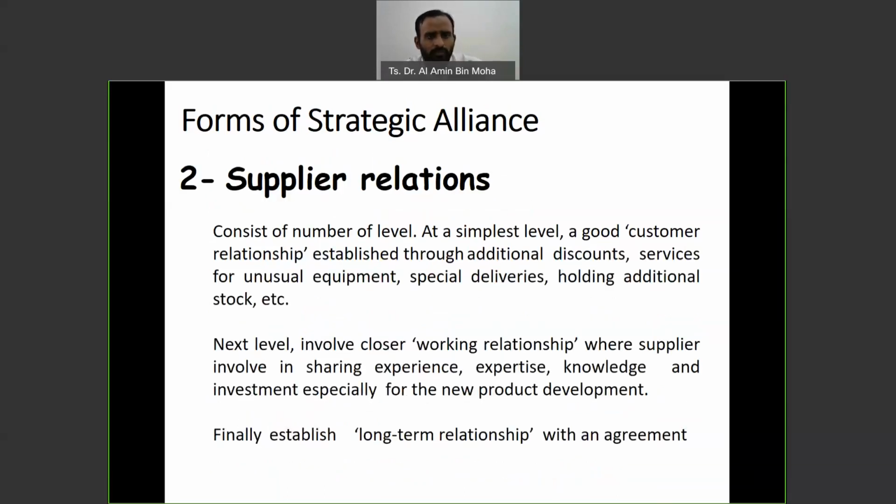So it consists of a number of levels. At the simplest level, a good customer relationship is established through additional discounts. Maybe the first time you are dealing with your supplier, you're going to get some discounts. There, you are not really too close, but when you are getting closer to them, you're going to get services for unusual equipment, like special deliveries, holding additional stocks, etc. Okay, so this is the basic level, the simplest level.